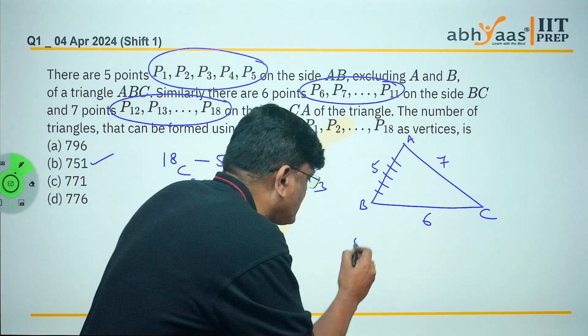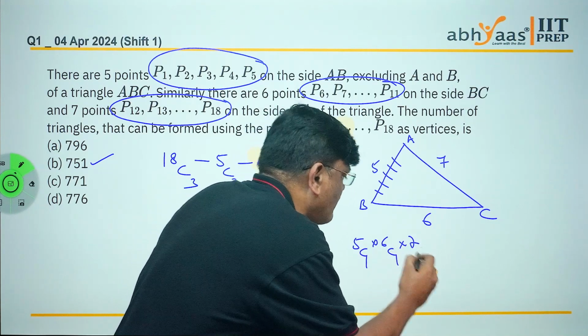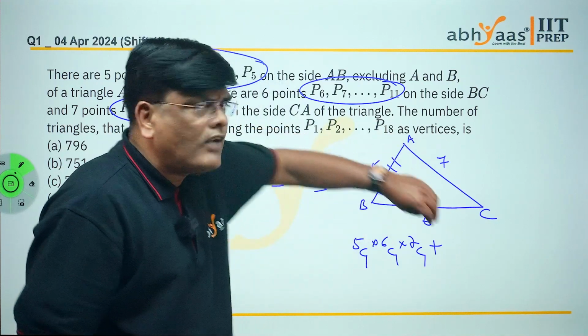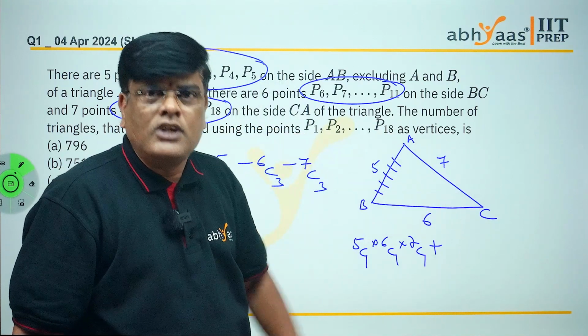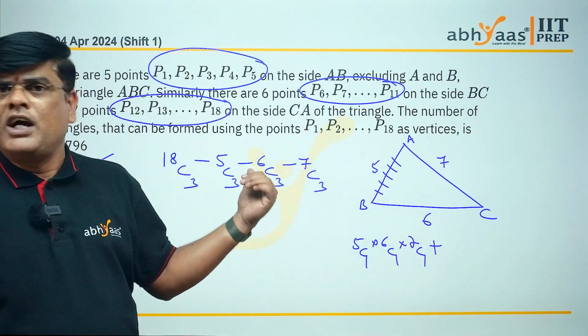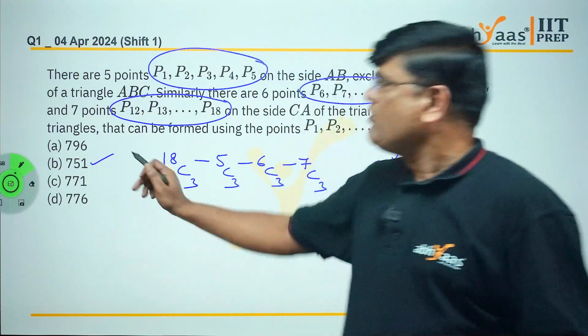So that means 5C1 into 6C1 into 7C1. And one more case is, I will take 2 points from this side and 1 point from the remaining sides. So this is another method, but it is very lengthy compared to this. Okay, students, this is the question. Right, here the answer is 751.